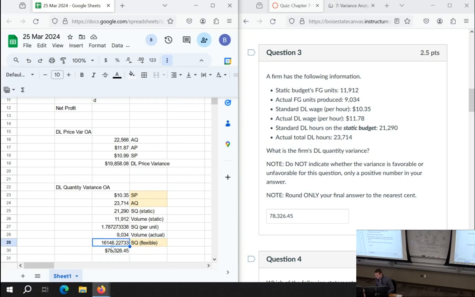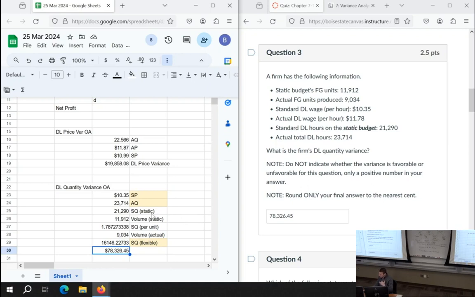We expected to use this quantity of hours. We actually use this quantity of hours. Oh man, we're using way too many hours to produce 9,000 physical finished goods units. That's a lot of time people are spending. What are they doing all that whole time? $78,000 worth of time more than expected. We're going to call somebody up.